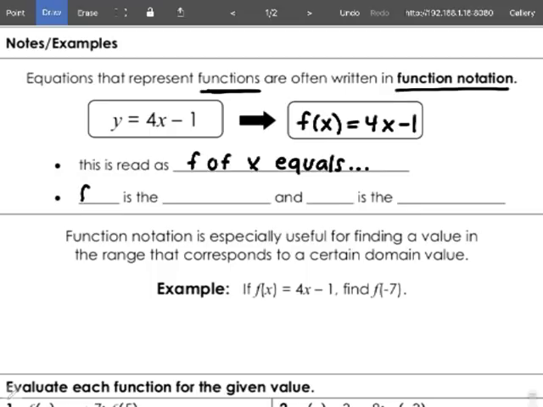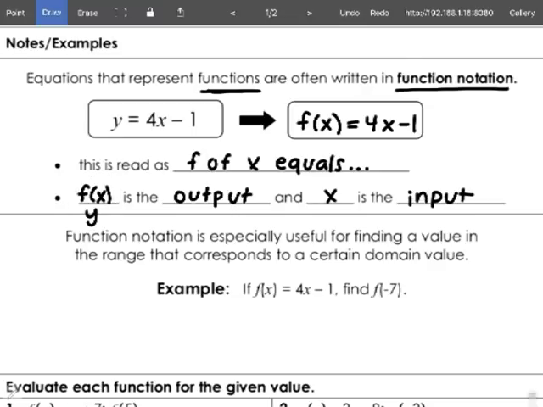So f of x is the output, and x is the input. So just like y is the output and x is the input, f of x, we can think of this, like I said, as the same thing as y, okay? So if x was the input originally and y was the output, f of x and y are the same thing. F of x is the output and x is the input, okay?